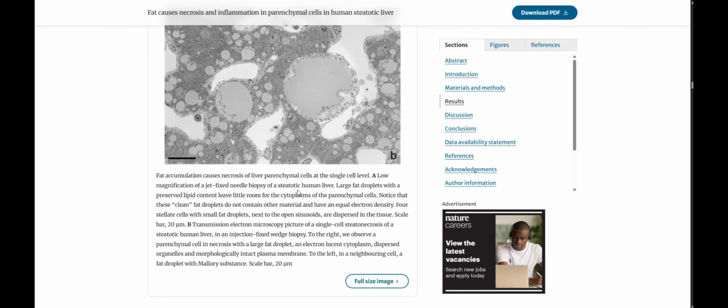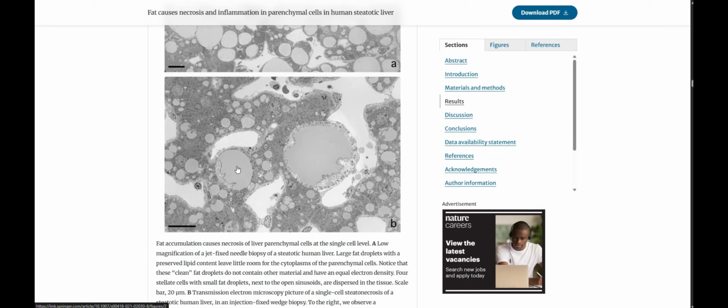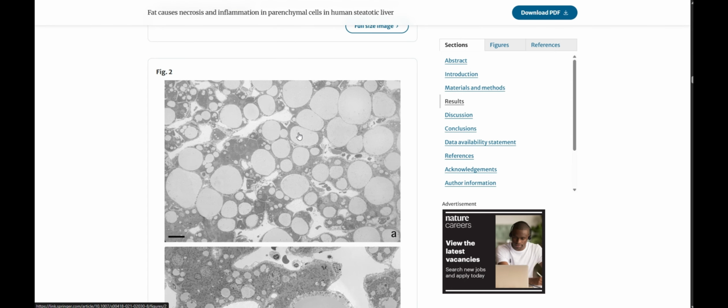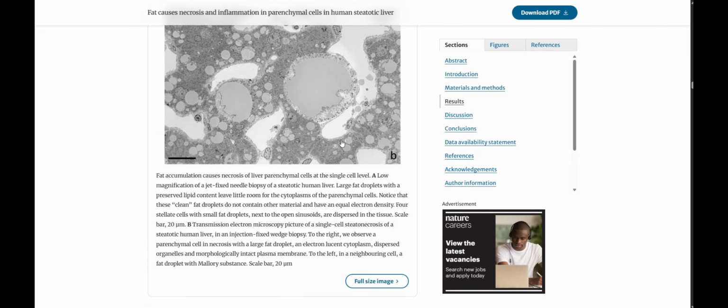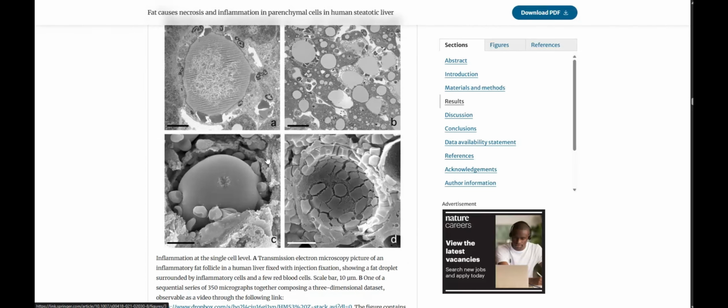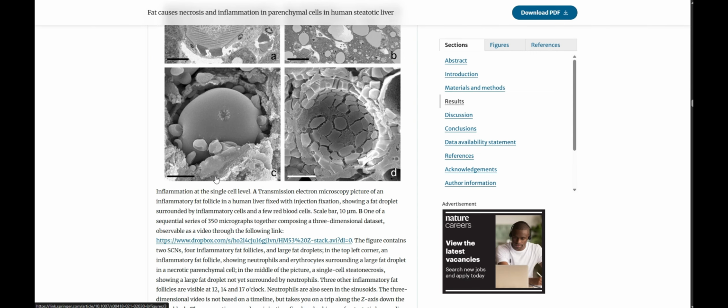steatotic human liver. So this would be like a fat cell. See how it's just that huge droplet. So the cell is like around here. Everything's kind of pushed to the outside, and then the droplet is in there. It's just interesting, but we were going to this one. Let's see what C is.